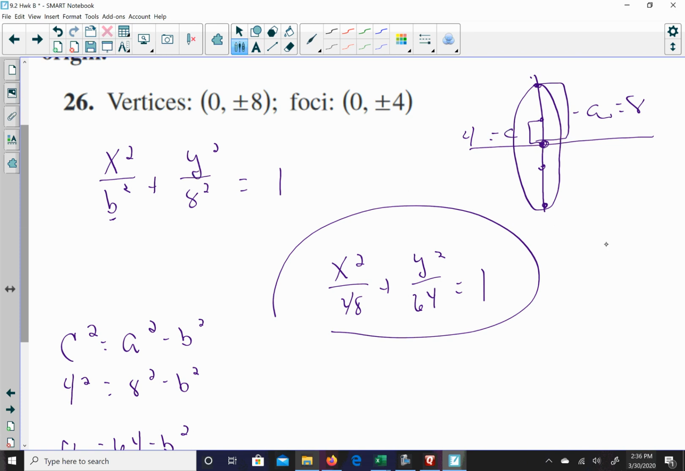If I found the square root of 48 as a decimal, and here I'm going to cheat and use a calculator real quick, that gives me 6.98. So if I wanted to sketch this, I'd have to go almost 7 units left and almost 7 units right to draw my ellipse. But if I don't need to find it, I'm not going to bother finding it.